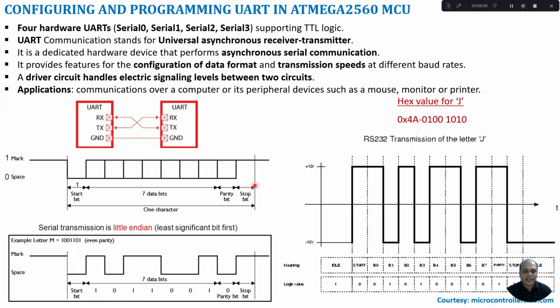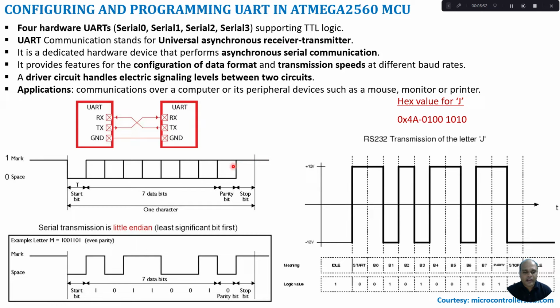That represents the stop bit. So a start bit is given by a high to low transition. Then come the data bits. In the data bits, the LSB is transmitted first and the MSB is transmitted last. Then we have an optional parity bit, odd parity or even parity. Finally comes your stop bit, which is a logic low to high transition.